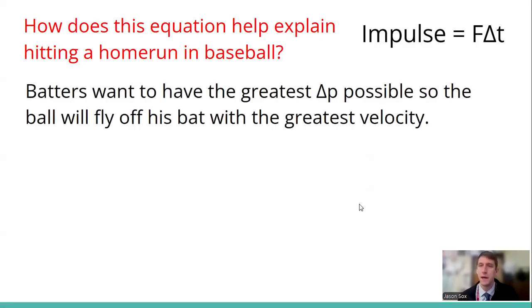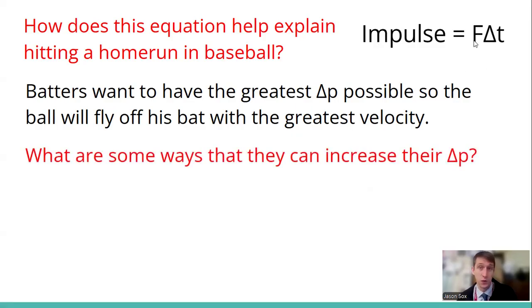So obviously, when batters hit the ball, they want to have the greatest impulse possible, right? What are some ways that they can increase their impulse by considering the left-hand side? Obviously, one thing they can do is swing with a greater force. Power hitters have the greatest swing. But alongside that, you could swing with the same force but get the bat around your waist in a shorter period of time, right? And so those two things are related. Not only do you have to swing harder, but you've got to swing fast, right?